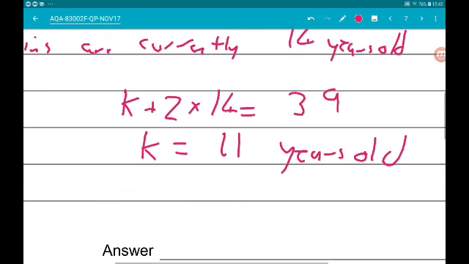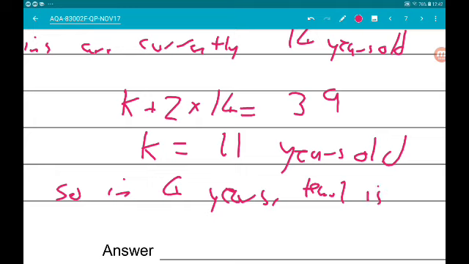So in 4 years, Carl is 15 years old. Cool.